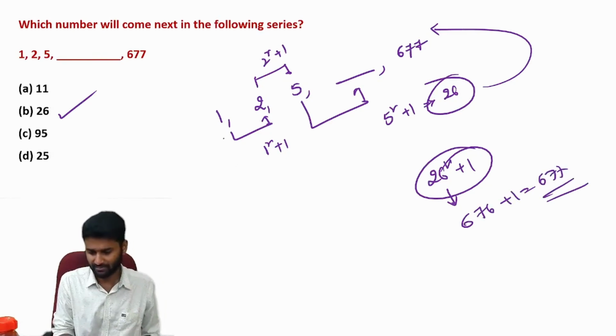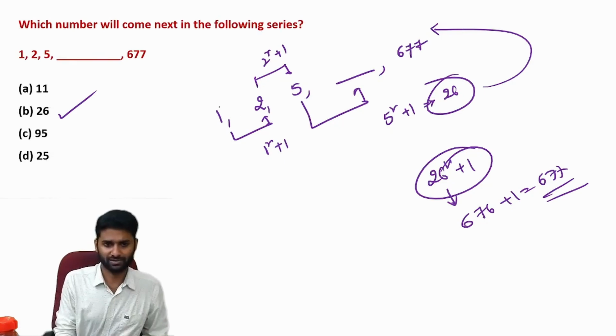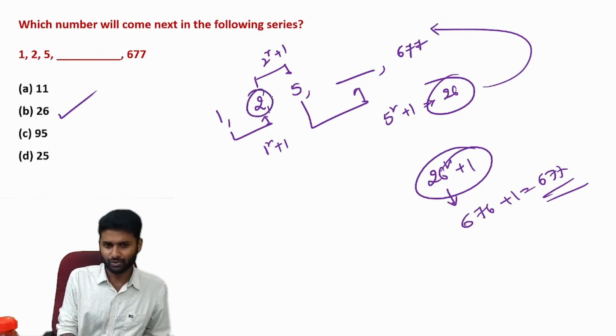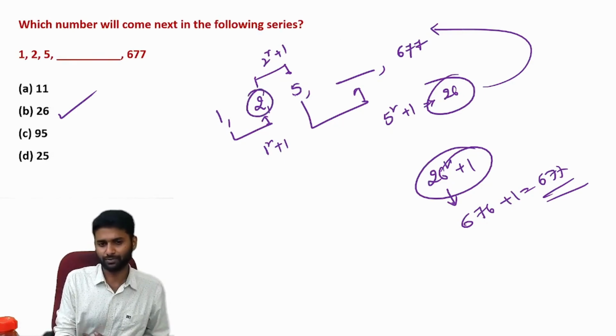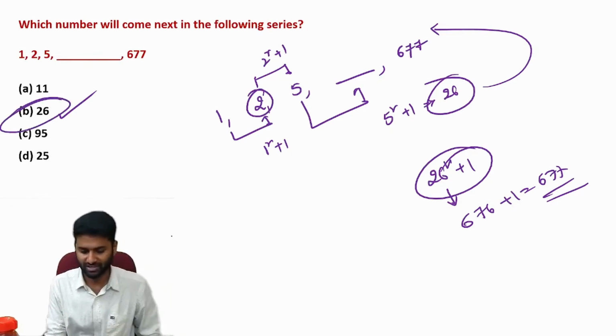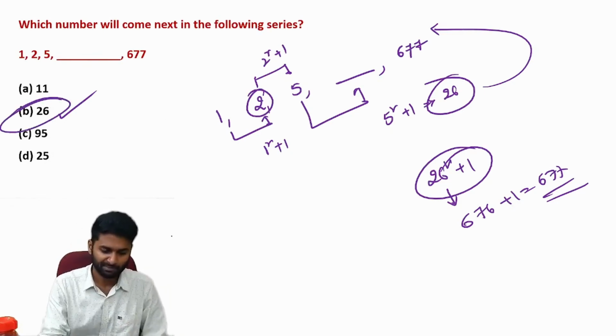So every next number depends on the previous number only: the square of that number plus 1. 2 square plus 1 gives the third position and 5 square plus 1 gives the fourth position. That's why the suitable answer here is 26. Are you clear with the logic? Please let me know.